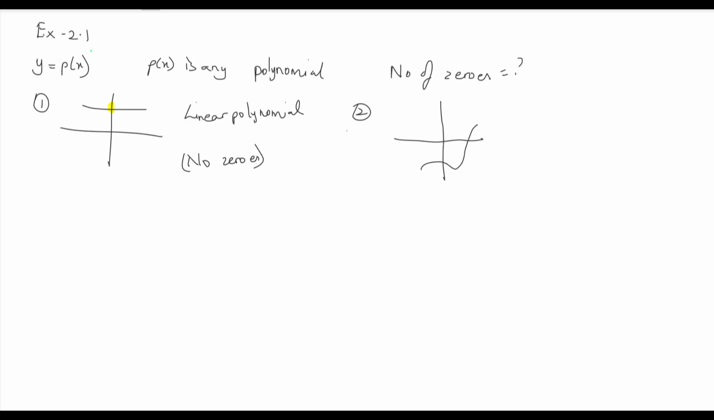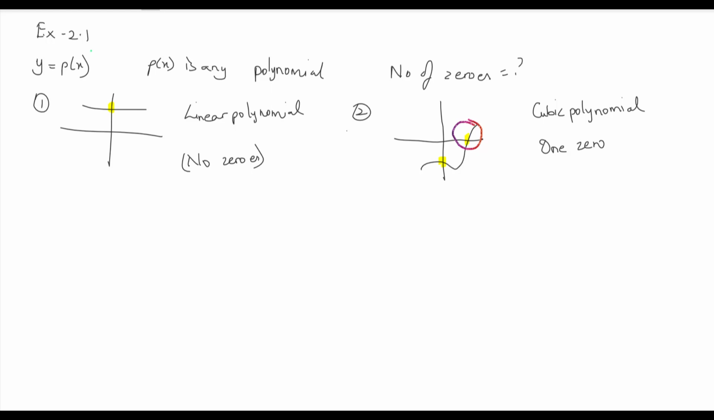We know from the graph it is a curve shape, so it is a cubic polynomial, and it is cutting the y-axis at one point and the x-axis at one point. All we have to do is concentrate on the points where the graph cuts the x-axis. It is cutting the x-axis at 1 point. Therefore it has how many zeros? 1 zero. Whereas in the first sum it was not cutting the x-axis at any point, so it has no zero.